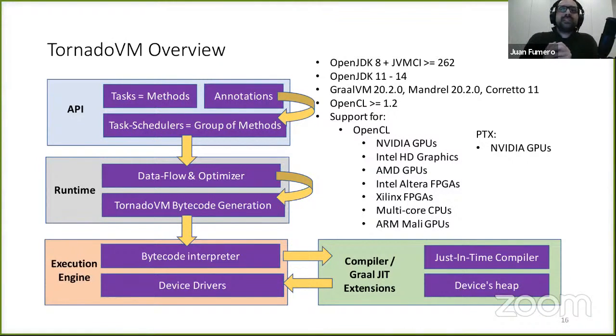Right? The thing is, sometimes one is faster than the other, right? So we can target NVIDIA either from the PTX backend or from the OpenCL backend.